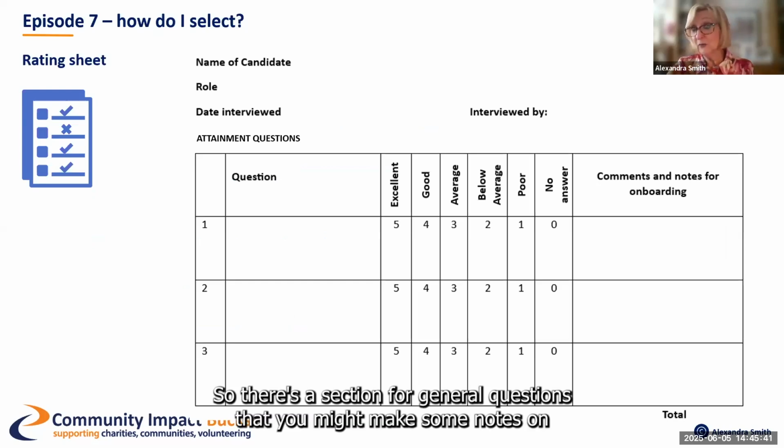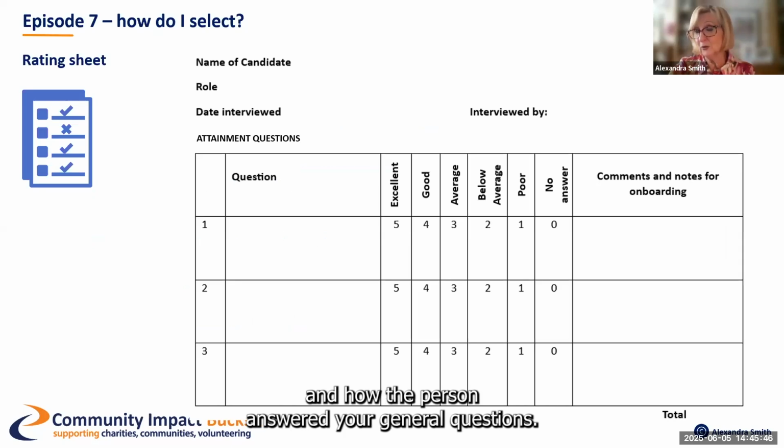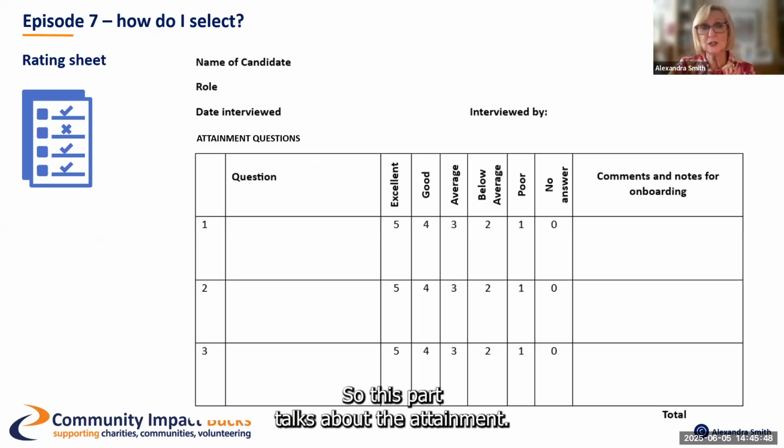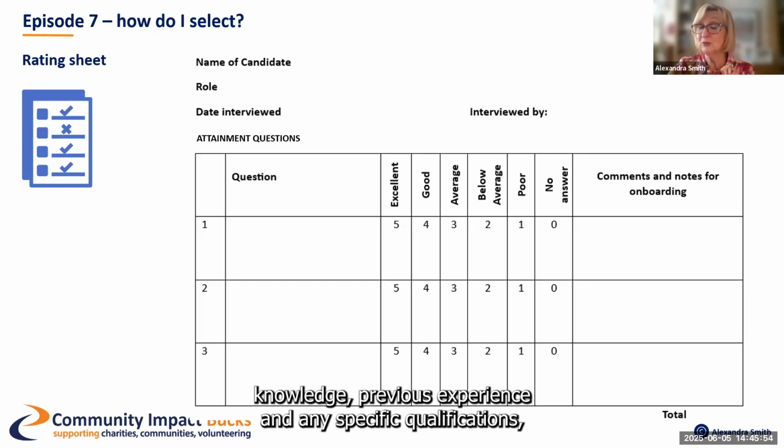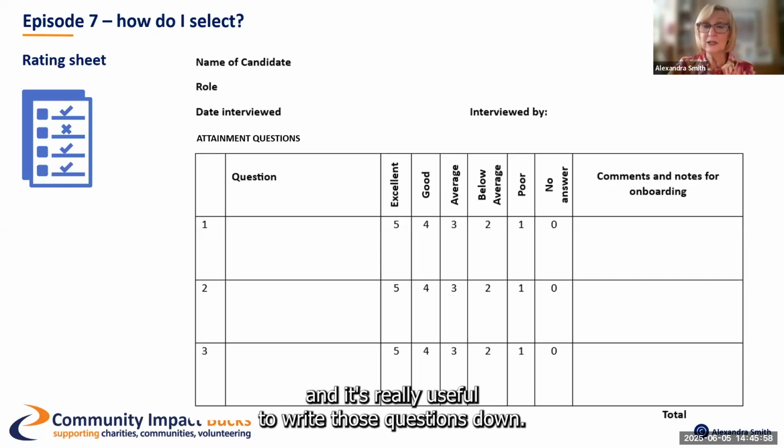So there's a section for general questions that you might make some notes on how the person answered your general questions. But this part talks about the attainment. So the questions that you asked about attainment, which is about skills, knowledge, previous experience, and any specific qualifications. And it's really useful to write those questions down.